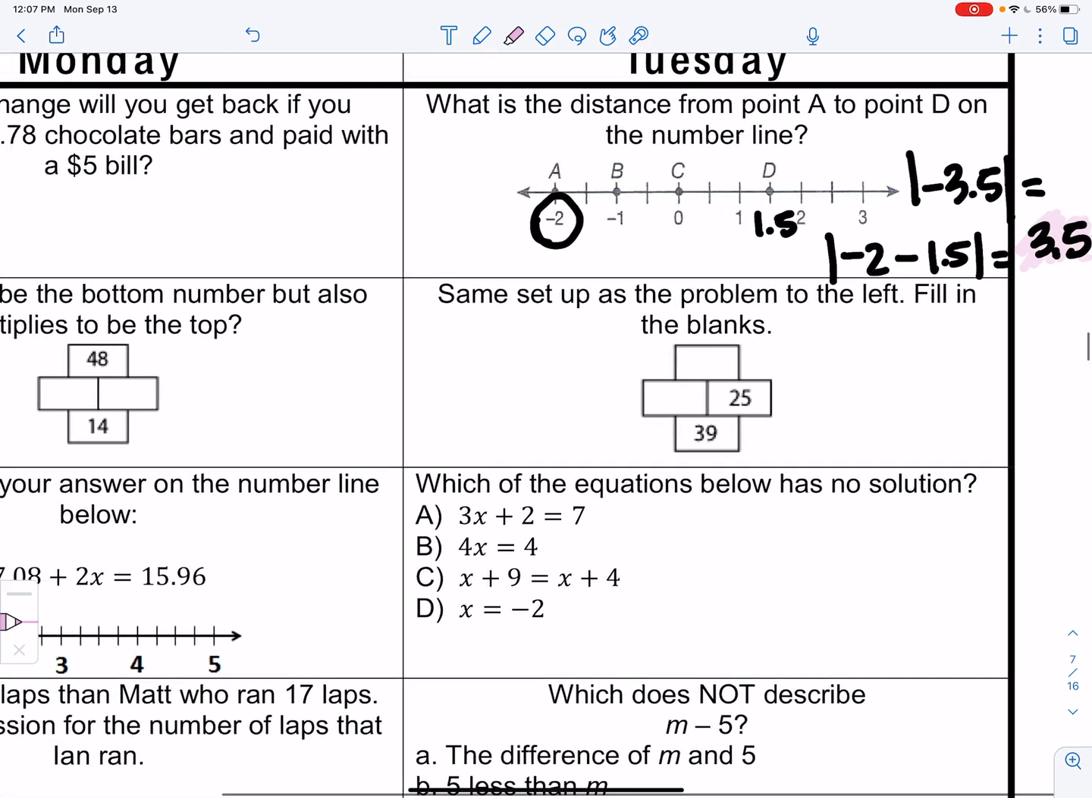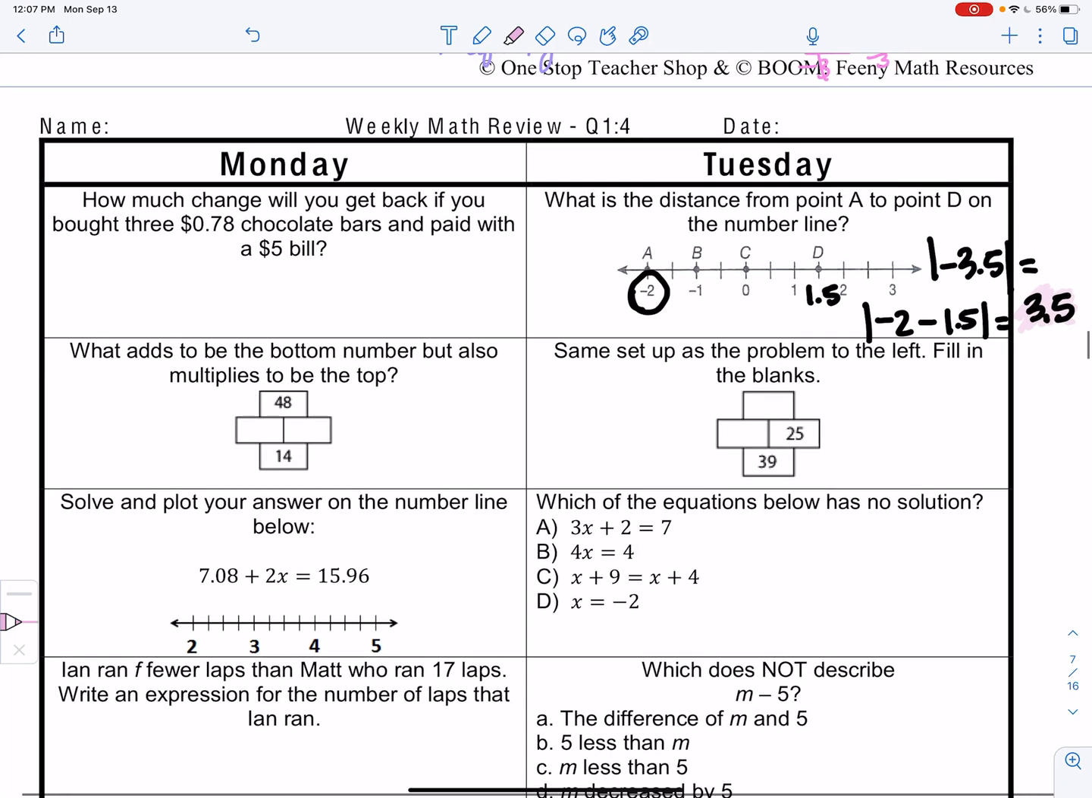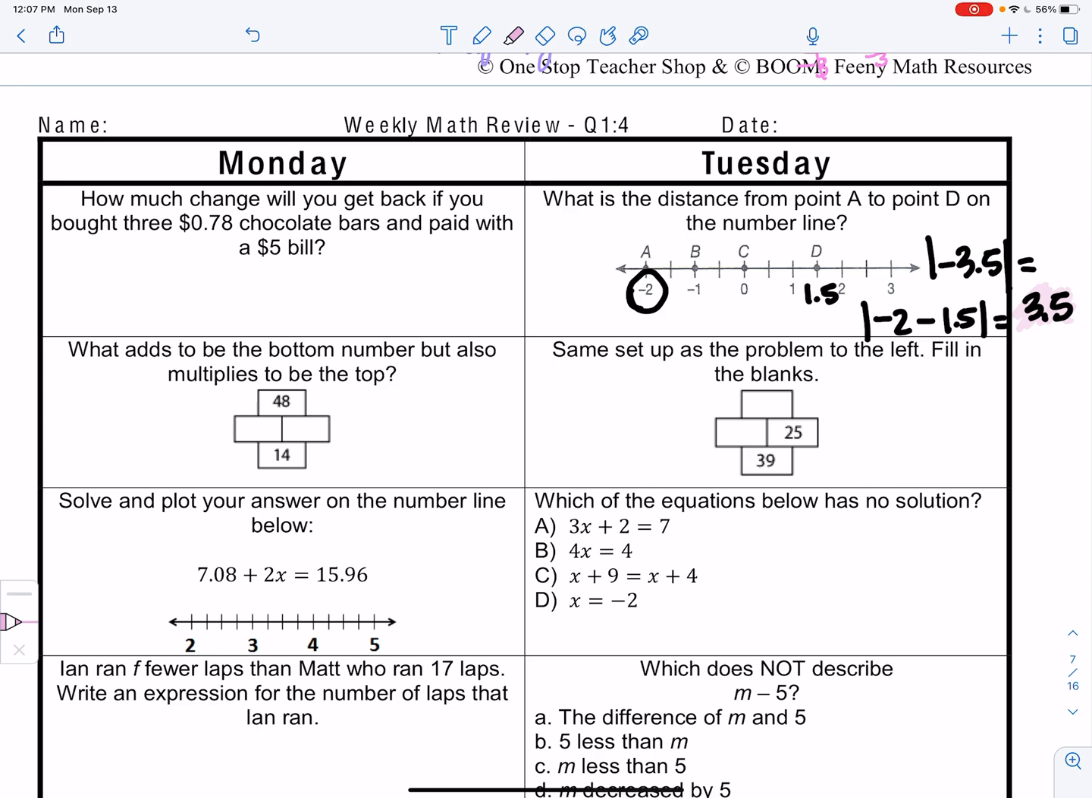All right, the same setup as the problem to the left, fill in the blank. So again, you want the two numbers in the middle to add up to be the bottom number, and then you want the two numbers in the middle to multiply to be the top number. So you need to first do 39 minus 25. That's going to equal 14. So if you got 14 here, you're just going to do 14 times 25 to get that top number. And that's going to be 350 are your solutions. So you should have answered both. You should have put both answers there.